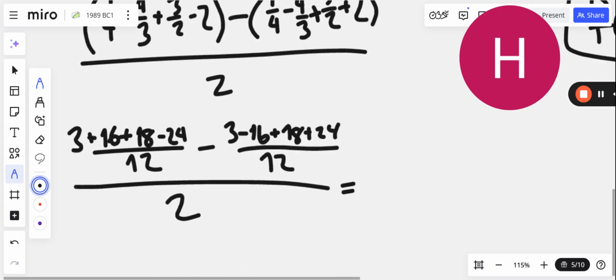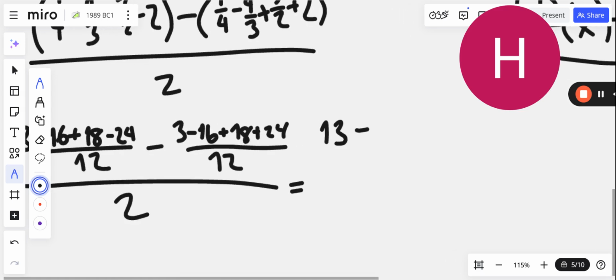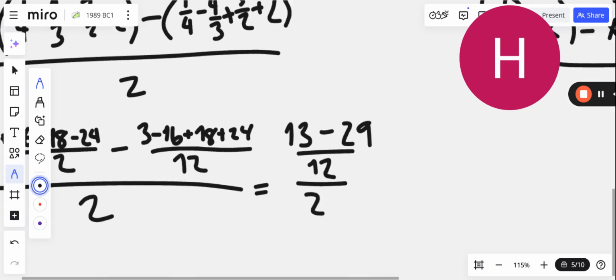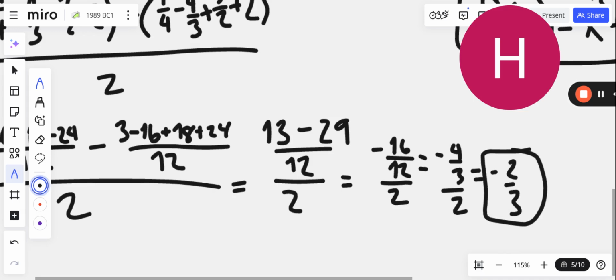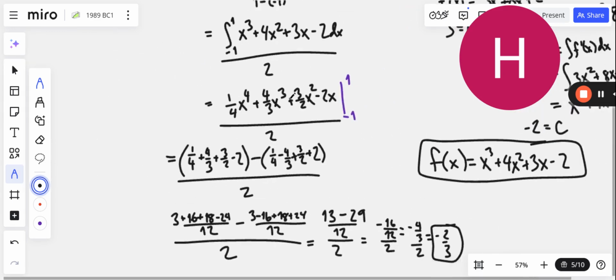Okay, so just add it up. You get 34, that's 10, that's 13, minus, what do we have here? That's 2, 26, 29 over 12. And all that's over 2. So we're going to have -16 over 12 over 2, which is -4/3 over 2, or just -2/3. All right, that's the average value of the function.